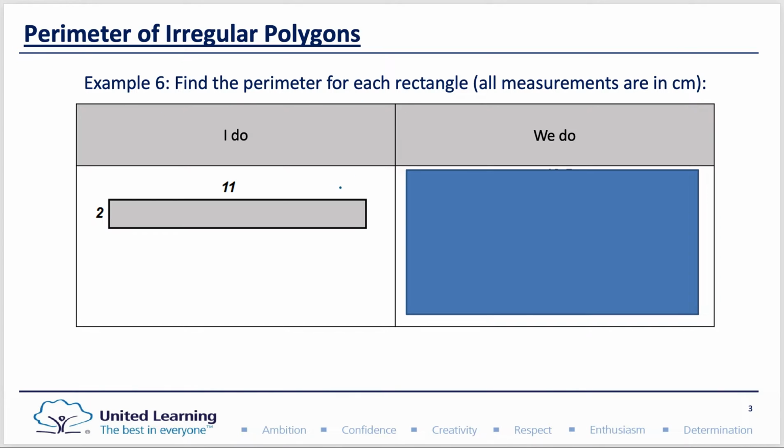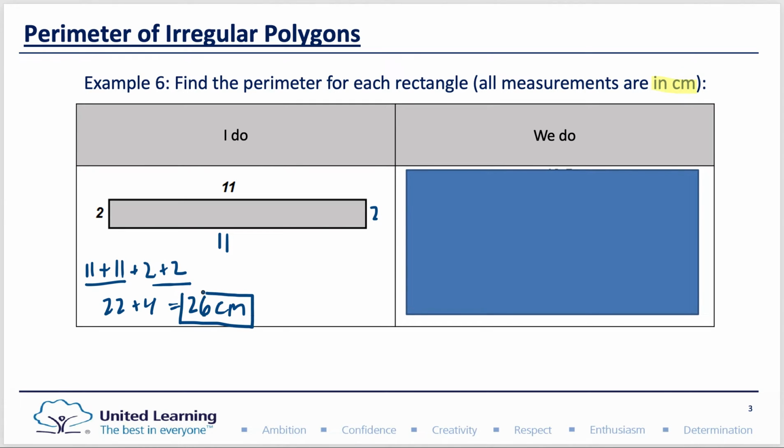I want to find the perimeter for this rectangle, and all measurements are in centimeters. So I just have to remember that at the end, I have to write centimeters next to my distance. Now I know opposite sides of a rectangle are congruent, so this side will also be 11 and this will be 2. Just like we did in class, there are multiple ways you can find the perimeter. I could add all of these up: 11 plus 11 plus 2 plus 2, which would get me 22 plus 4, which means the total perimeter here is 26 centimeters.